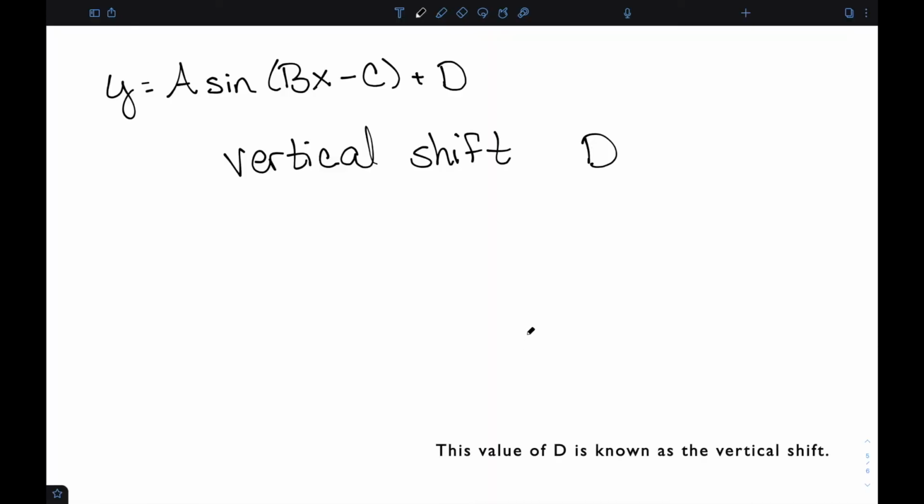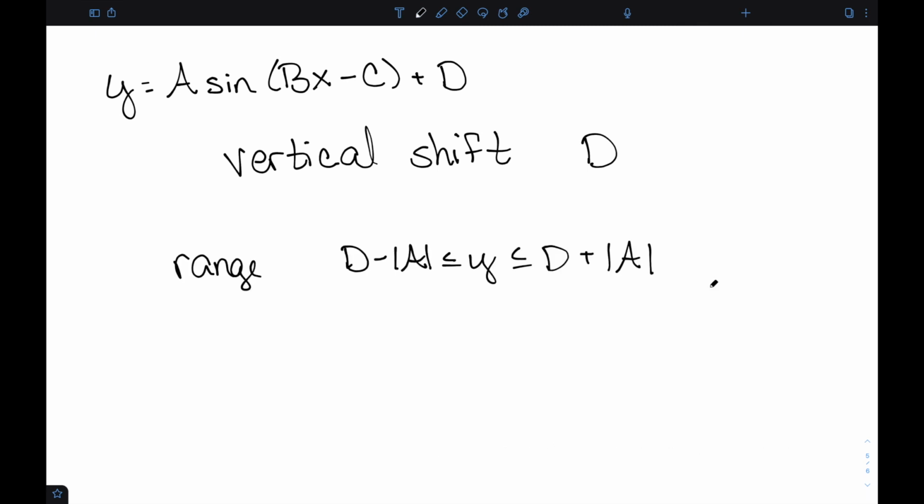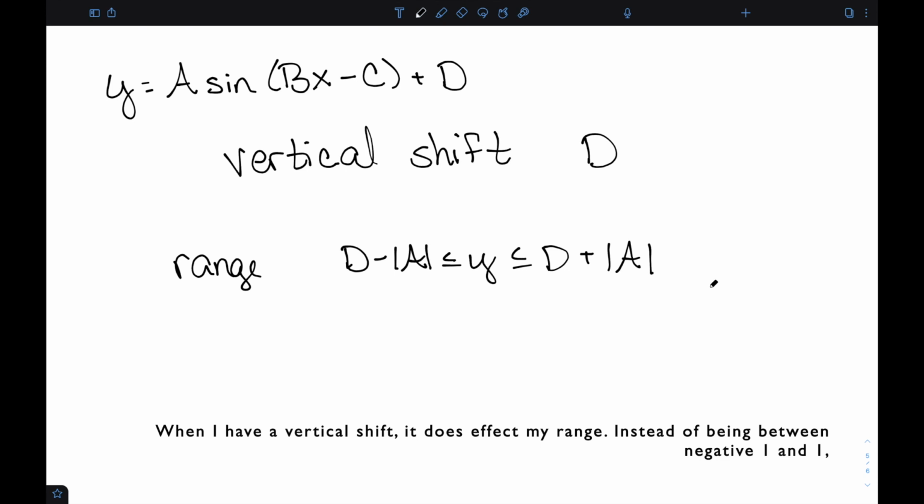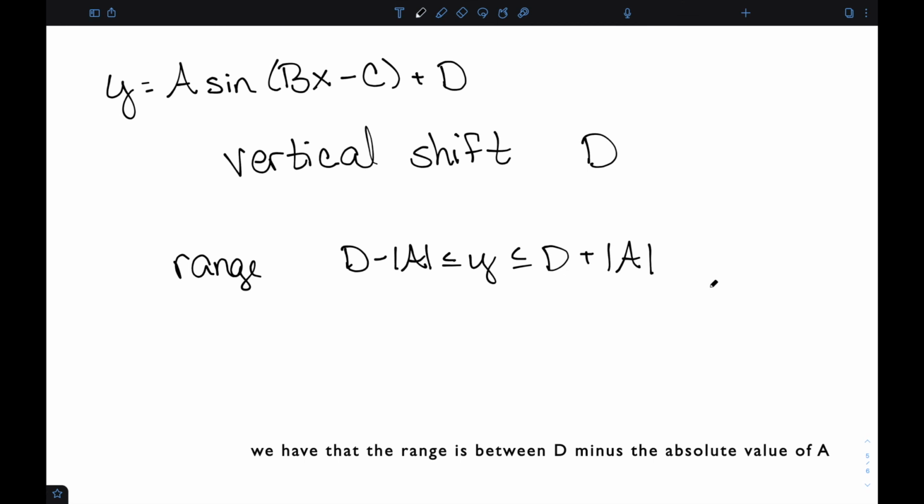This value of d is known as the vertical shift. And when I have a vertical shift, it does affect my range. Instead of between -1 and 1, we have that the range is between d minus the absolute value of a and d plus the absolute value of a.